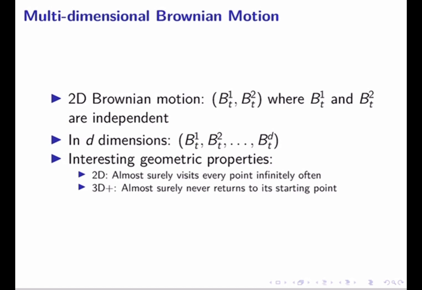Brownian motion can be extended to multiple dimensions by considering independent Brownian motions along each coordinate axis. Two-dimensional Brownian motion has the fascinating property that it will eventually visit every point in the plane, and it will do so infinitely often. However, in three or more dimensions, Brownian motion is transient. It almost surely never returns to its starting point. This demonstrates how the dimensionality of space dramatically affects random processes.